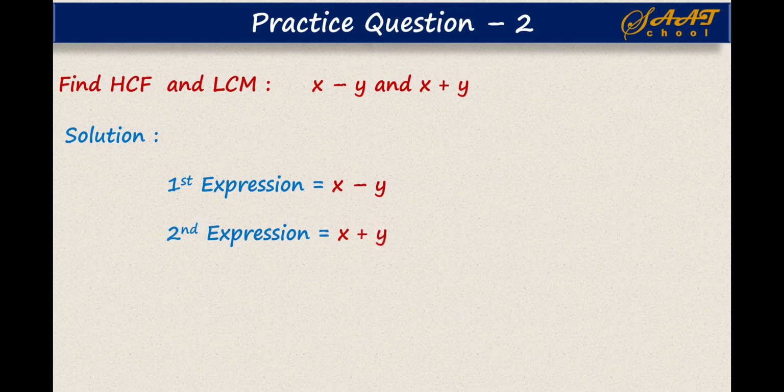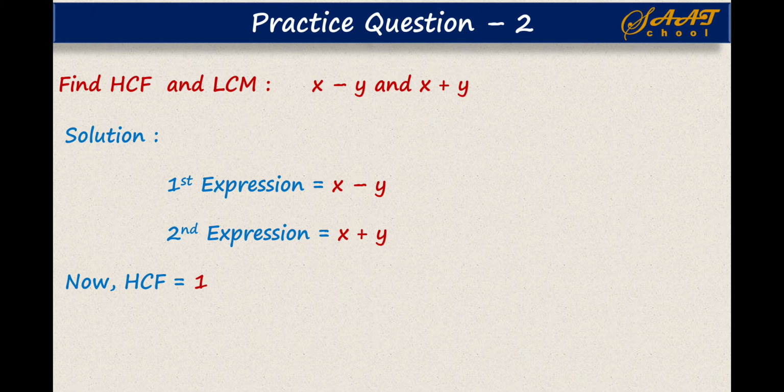Now to find HCF, that is the highest common factor, we look for common factors. Since x minus y and x plus y have no factors in common, the HCF will be 1, because 1 is a factor of every expression. Point to remember: if there are no common factors, then HCF is always 1.